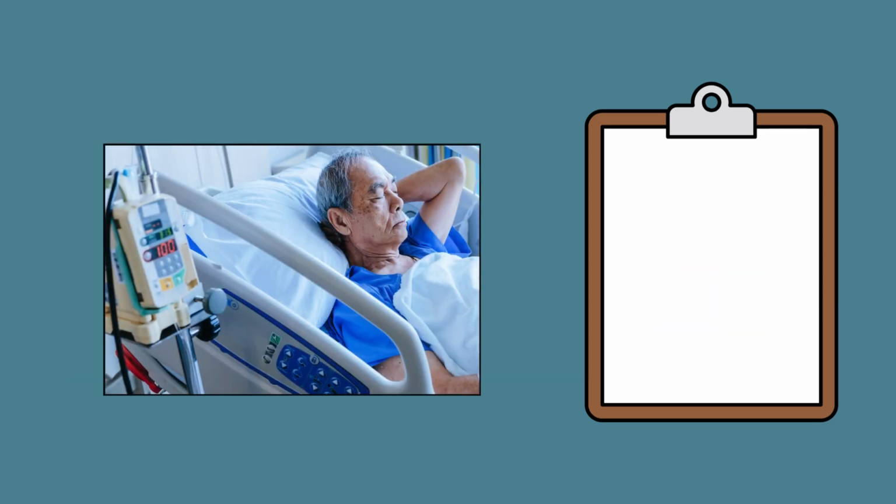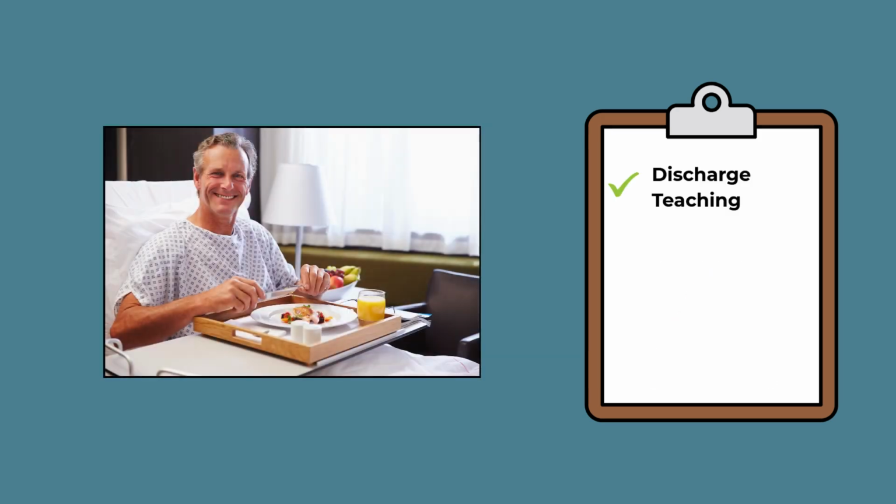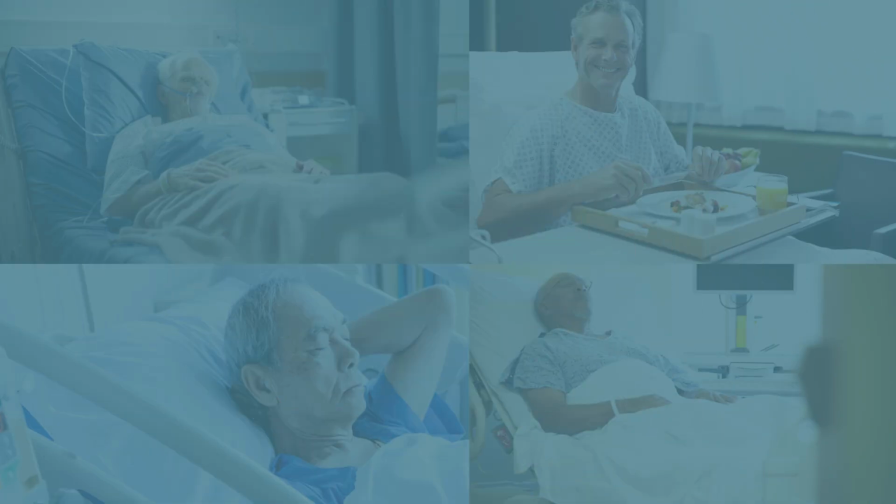Patient C. Hypoglycemia. This patient has diabetes and has a morning glucose of 68, and this patient could decline quickly, potentially being an emergency. And then patient D, discharge teaching. Well, discharge teaching is important, but it is not urgent. Which one did you pick? Well, let me tell you the order.